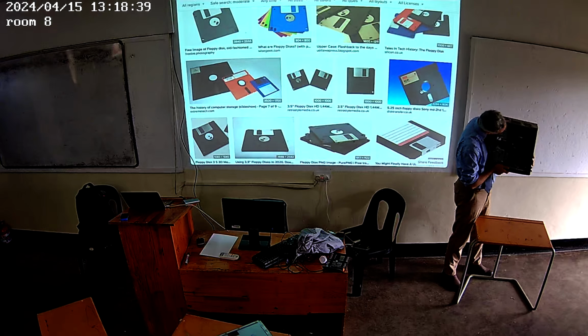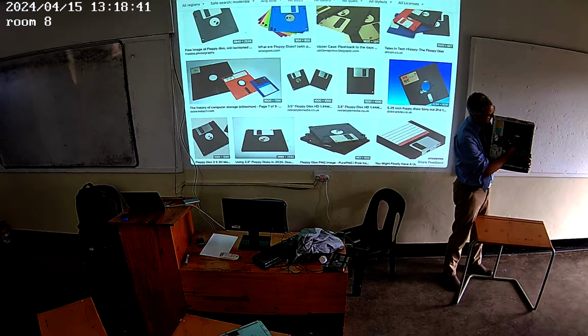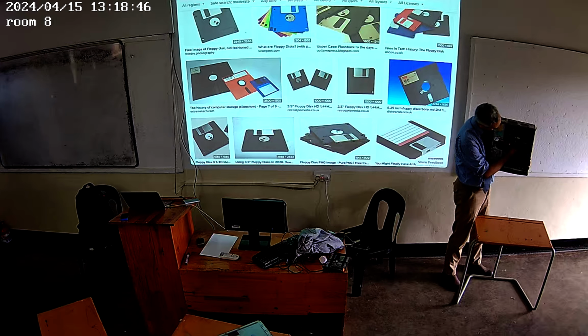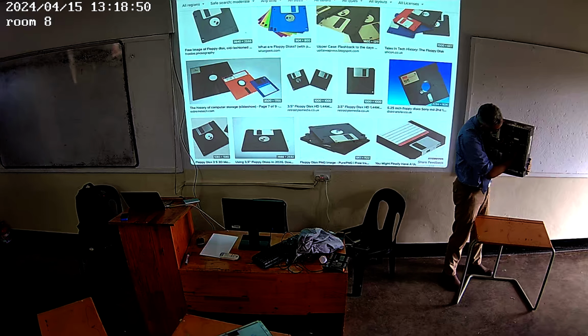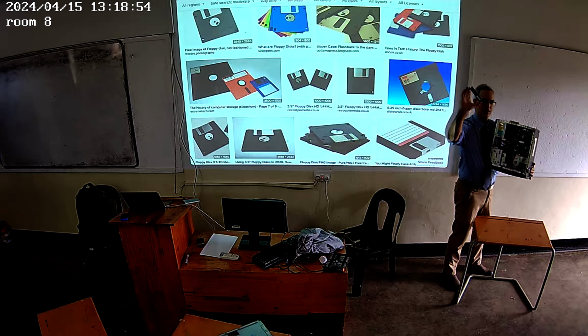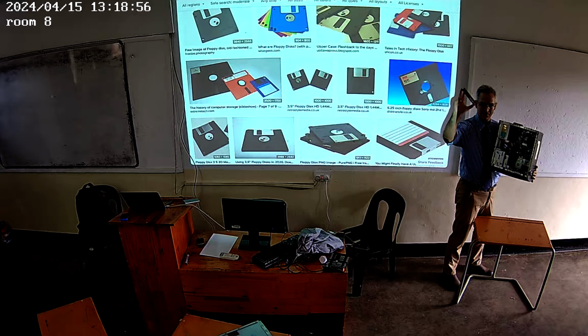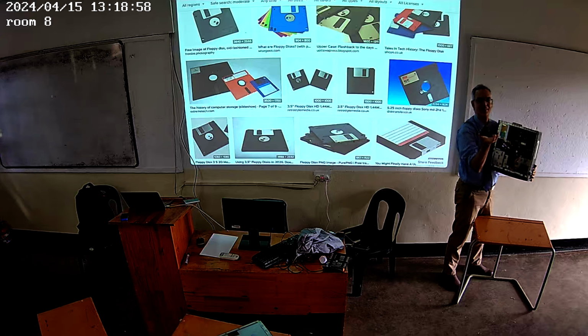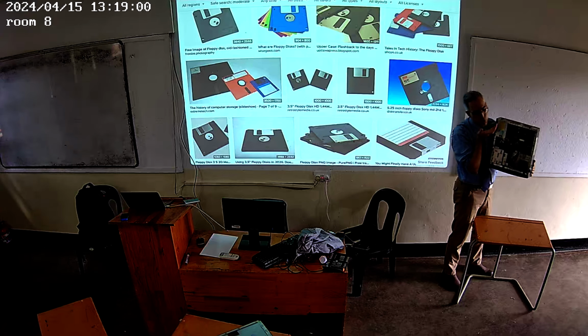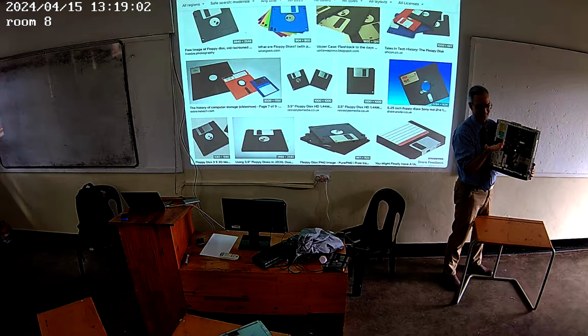What else do we have? We have these things sticking out. They look like they're green. They look like a board also. You know what this is? RAM. Very good. All right. And there are two of them.